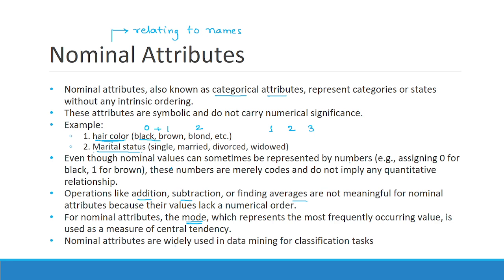Where are nominal attributes widely used in data mining? They are used in classification tasks. In the previous unit we have seen what classification is. In classification we predict the labels. So when we have to predict labels, there must be some labels present, and those labels are nothing but the nominal attributes. Is it clear?